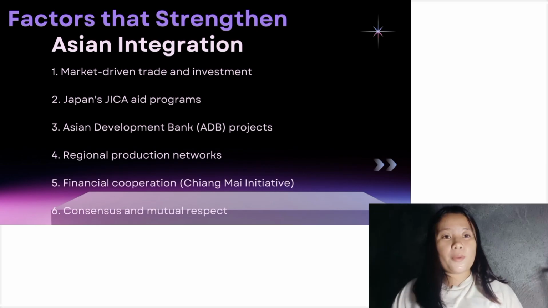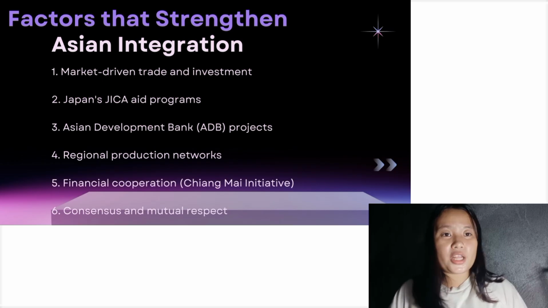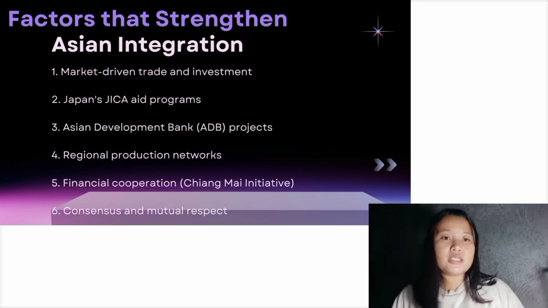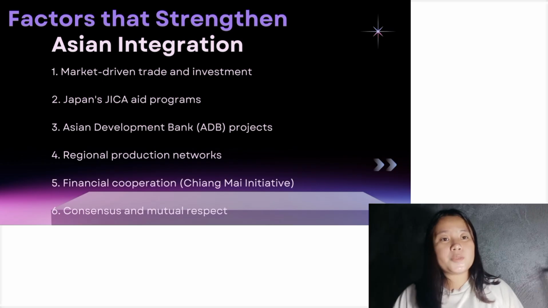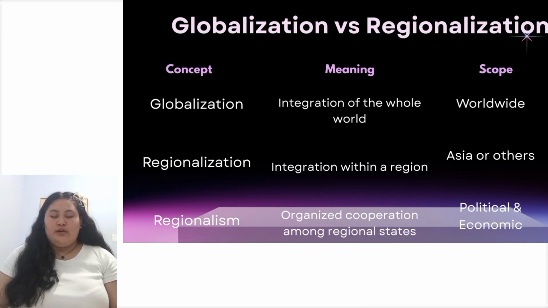We have the financial cooperation or Chiang Mai initiatives. Countries help each other with money problems. This keeps the region financially stable and cooperative. And last, the consensus and mutual respect. Countries agree and respect each other. This helps them work together commonly, smoothly, and united.